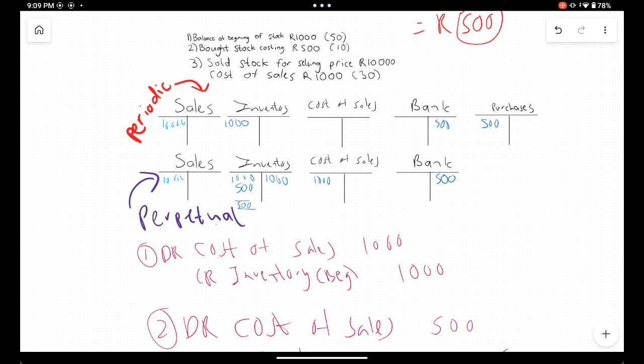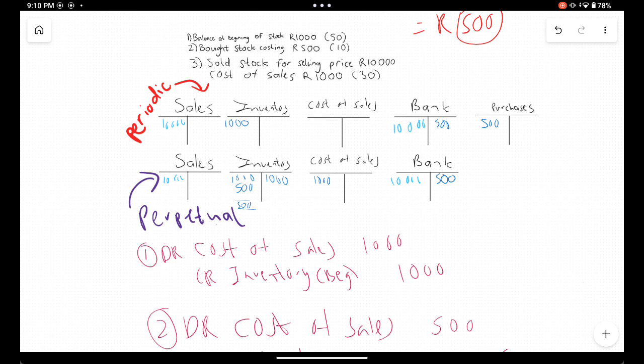Where did I get 500 from? Oh, I bought stock. But when I sold stock, it would be debit bank, credit sales 10,000. I think I forgot the transaction. So the third transaction: debit bank, credit sales 10,000. Obviously the second transaction: debit cost of sales 1,000, credit inventory 1,000. But you won't record it over here, because this is periodic and that's dealing with cost of sales.